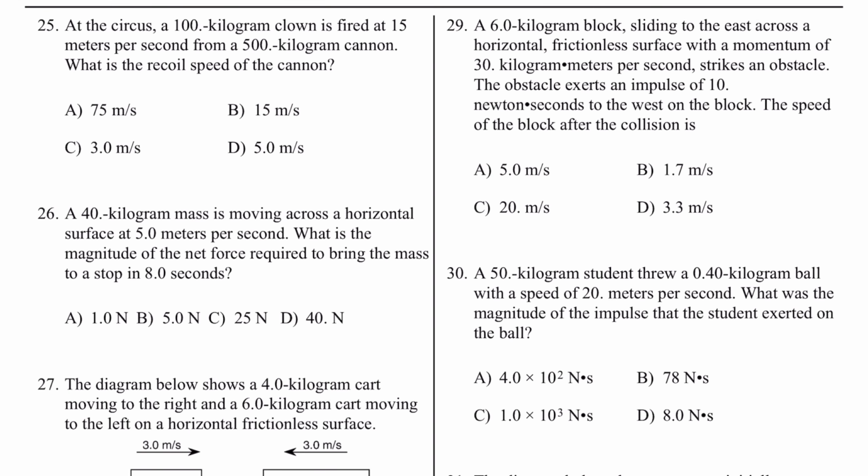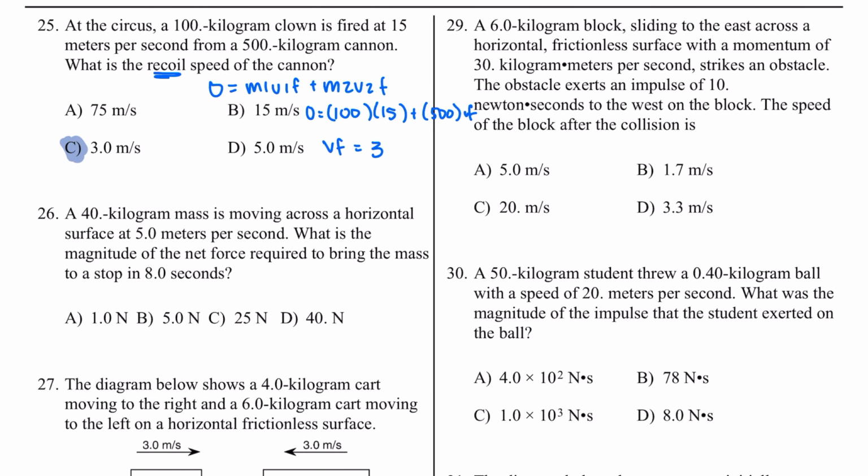25. At the circus, a 100 kilogram clown is fired at 15 meters per second from a 500 kilogram cannon. What is the recoil speed of the cannon? So the key word here is recoil. So since this is a recoil question, we can use the formula 0 equals m1v1f plus m2v2f, and then plug in to solve. So 0 equals 100 kilograms times 15 meters per second plus 500 times vf. So we're going to solve for vf, and we're going to get 3 meters per second.